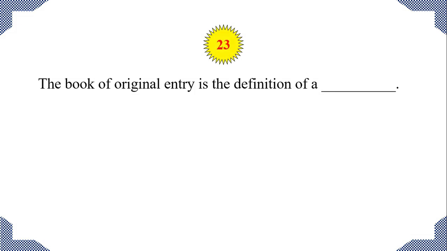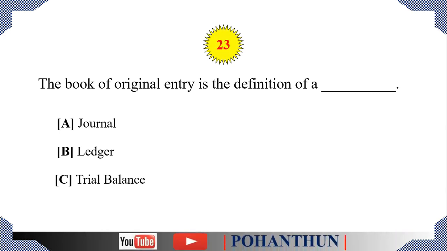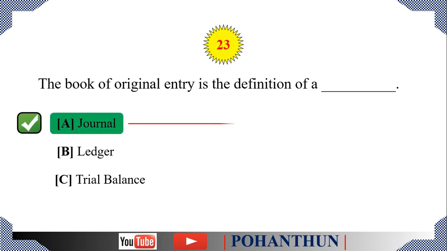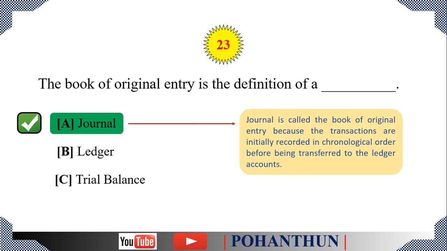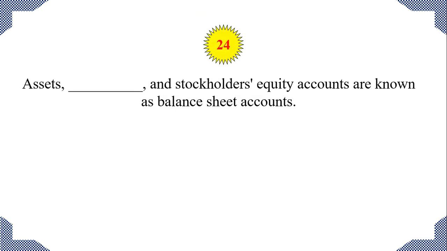Question number 23. The book of original entry is the definition of option A, journal, B, ledger, option C, trial balance. So the right answer is option A, journal. Journal is called the book of original entry because the transactions are initially recorded in chronological order before being transferred to the ledger accounts.